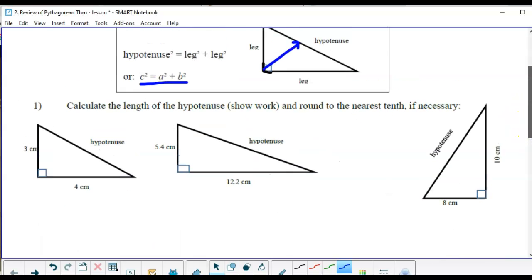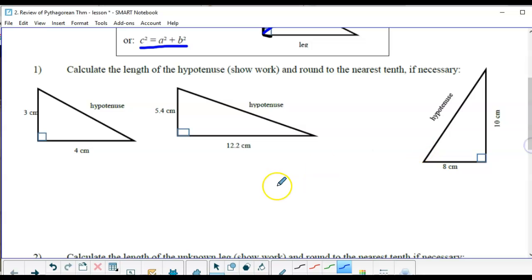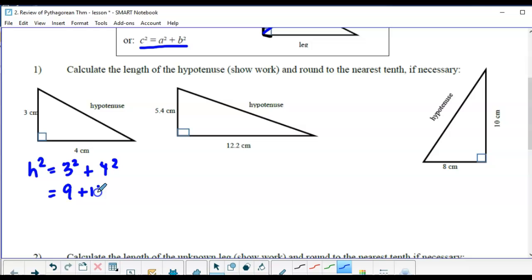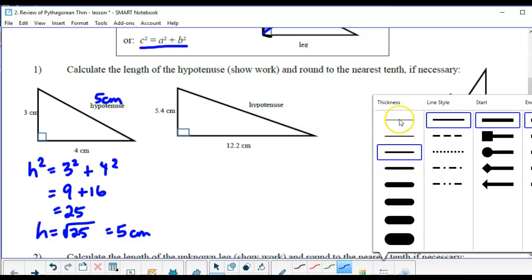So let's practice. You've been doing this for a few years. So calculate the length and round to the nearest tenth. So if you want to call it h for hypotenuse, then that's going to be equal to 3 squared plus 4 squared. Okay, and then that's going to be 9 plus 16, which is 25. So h is the square root of 25. Hopefully you remember that that's 5. Okay. And that's going to be centimeters. So this is 5 centimeters. I'm just going to make my pen a little bit thinner.